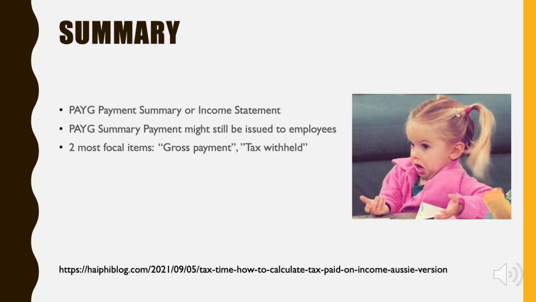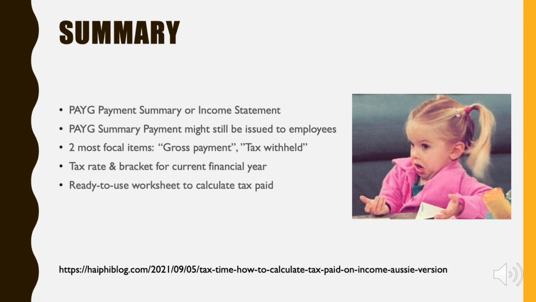There are two most fundamental items you will see on a payment summary, which are the gross payment and the tax withheld. By using a worksheet included in this video and also in the articles with the link below, you can easily calculate the tax paid on the salary or wages. I wouldn't say income, because income might include other sources besides salary and wages. And the last thing we should know is the tax rate and bracket for the current financial year.